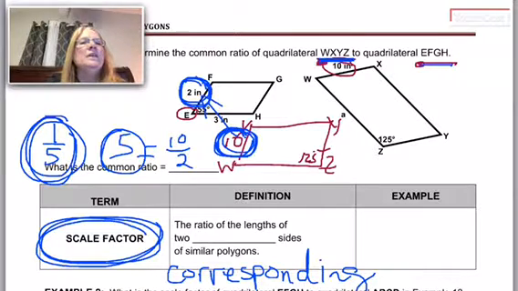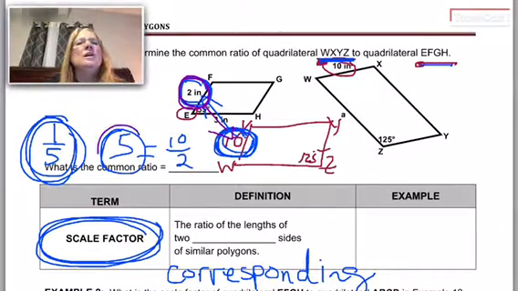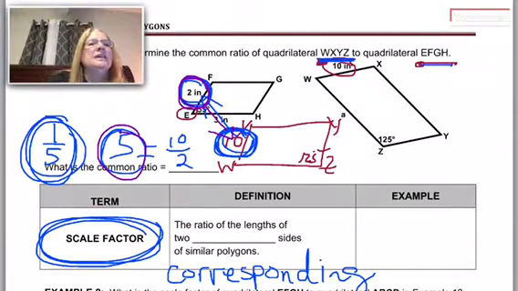If I want to go in the opposite direction, if I'm looking at a smaller number and I want to get the measurement of a bigger number, I have to multiply by a number larger than 1. So 2 times 5 gives me 10. So the scale factor is going to be the reciprocal of the common ratio.